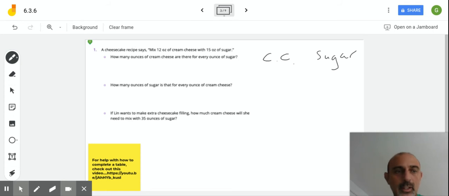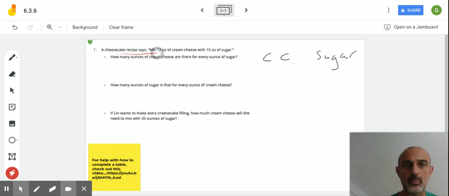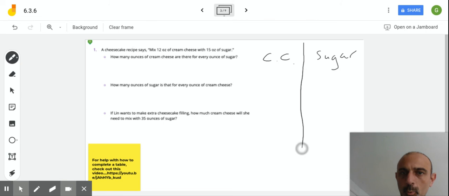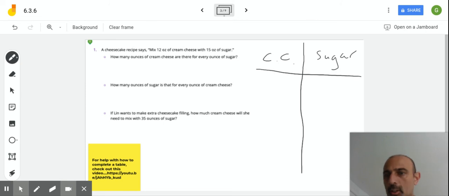I identified the quantities. Now on the third read, we're going to start to think about what solution strategies we have and what's the question. So the question is saying a cheesecake recipe says mix 12 ounces of cream cheese with 15 ounces of sugar. How many ounces of cream cheese are there for every ounce of sugar? So what I'm going to do is, since I already have the quantities there, let's make a table. So all I'm going to do is make a T-chart.